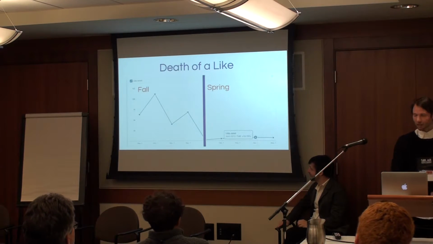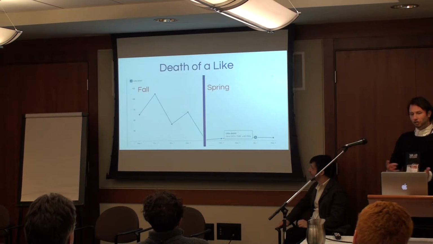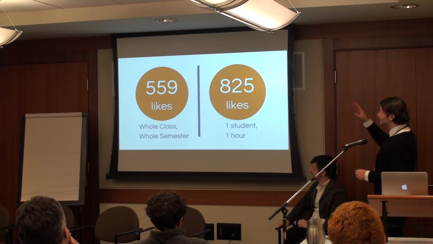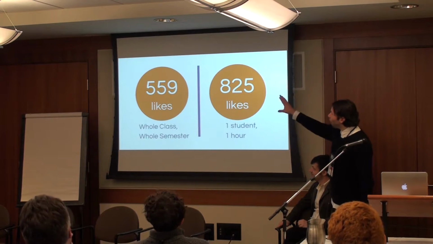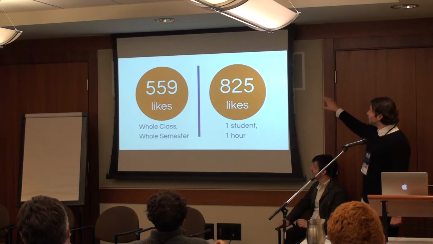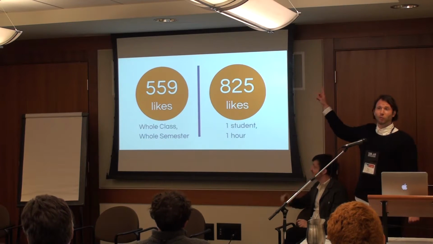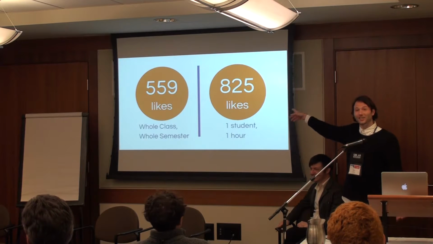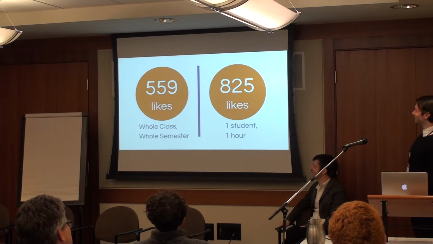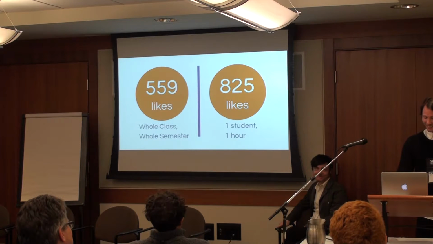So it's interesting to think about, again, how these tweaks in the technical assemblage change things. In fact, it was so dramatic that in the spring semester, the whole class, the whole semester, only 559 likes were given, and yet that one student in 1 hour on a Wednesday night in October gave 825 likes. So people were feeling really good about themselves the next day after she spent an hour liking everything in the library.